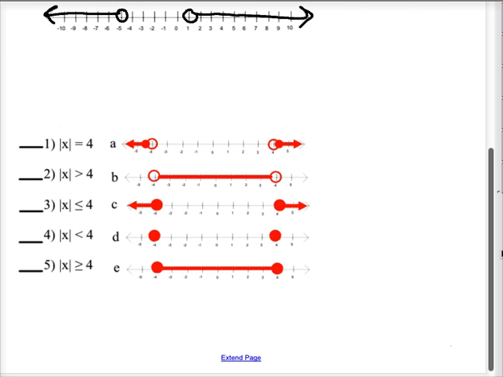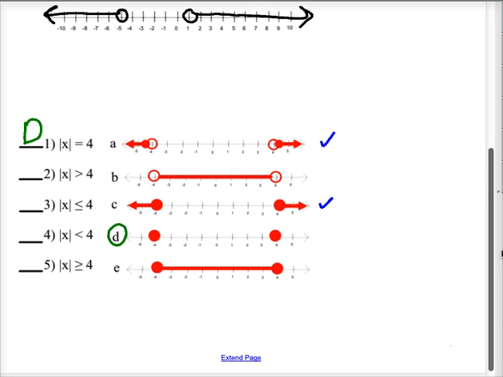All right, so here's a fun little one. Just to get us thinking about what this looks like, starting with number 1, absolute value of x equals 4. If it equals 4, remember that was the case from yesterday. When it's just equal to, you're only getting those 2 points. For number 2, absolute value of x is greater than 4. Greater means that you're pushing outward. So that's going to be this one or this one.